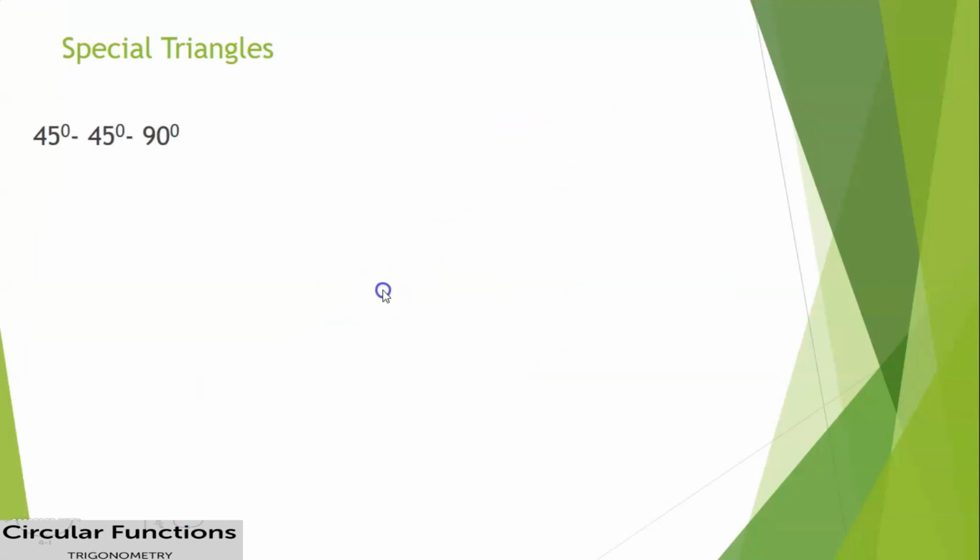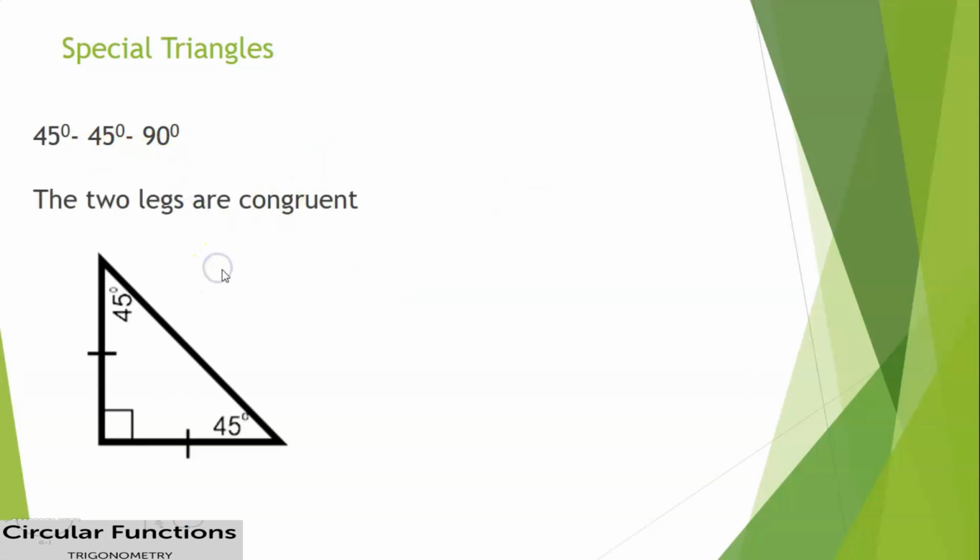Now special triangles could be a 45, 45, 90 degrees in which the two legs are congruent. In a 45, 45, 90 triangle, if one leg is 1, the other leg is 1, and by Pythagorean theorem, its hypotenuse is square root of 2.